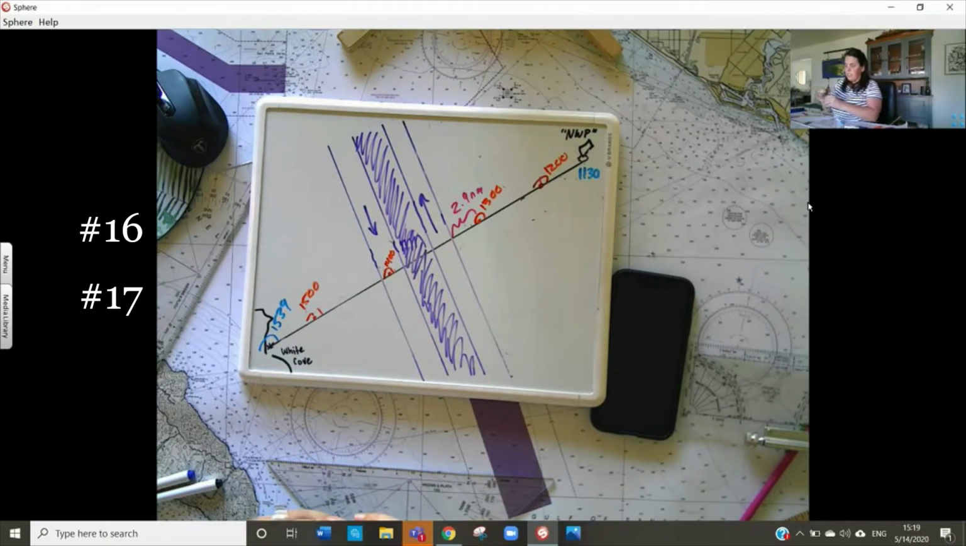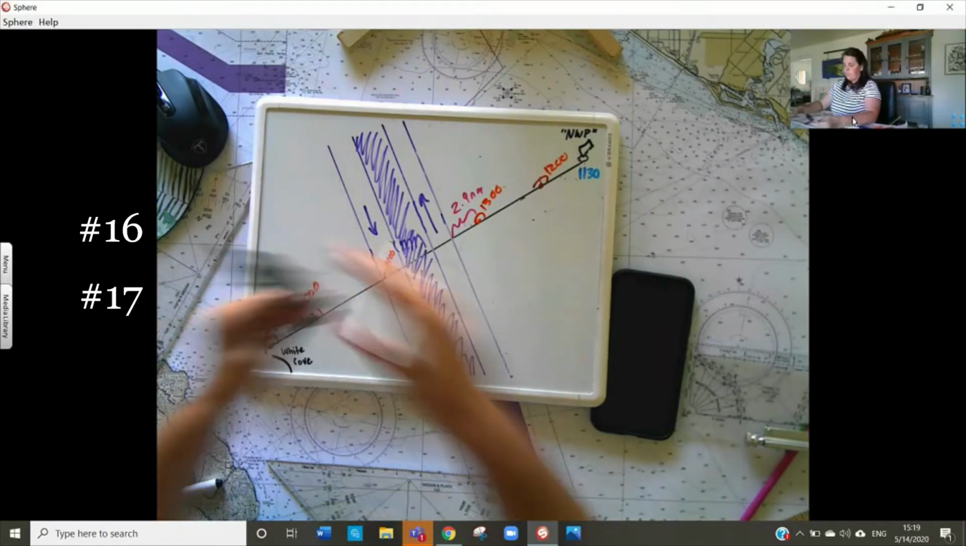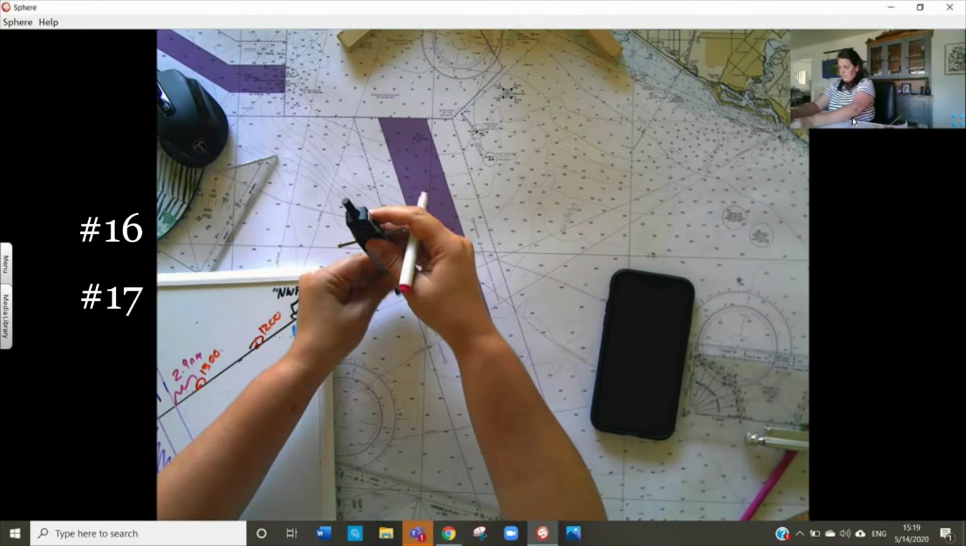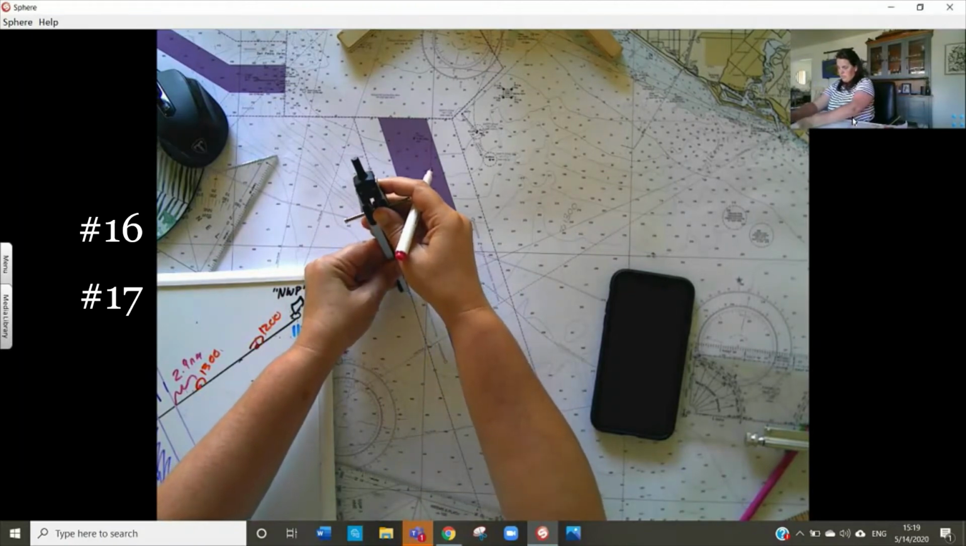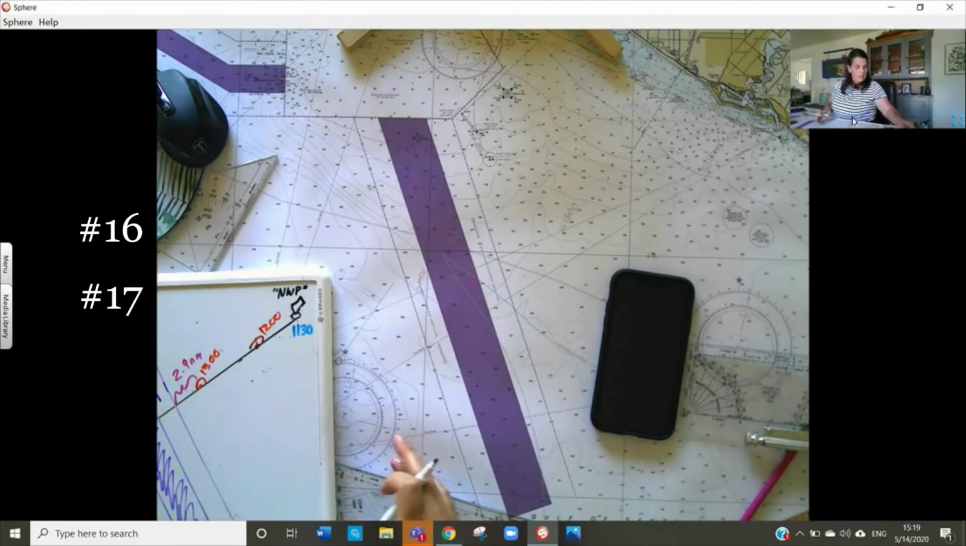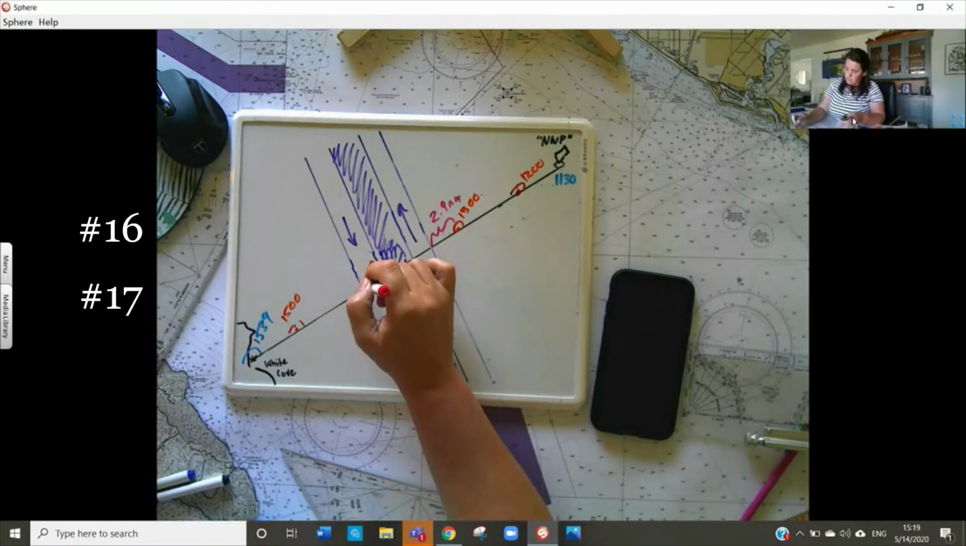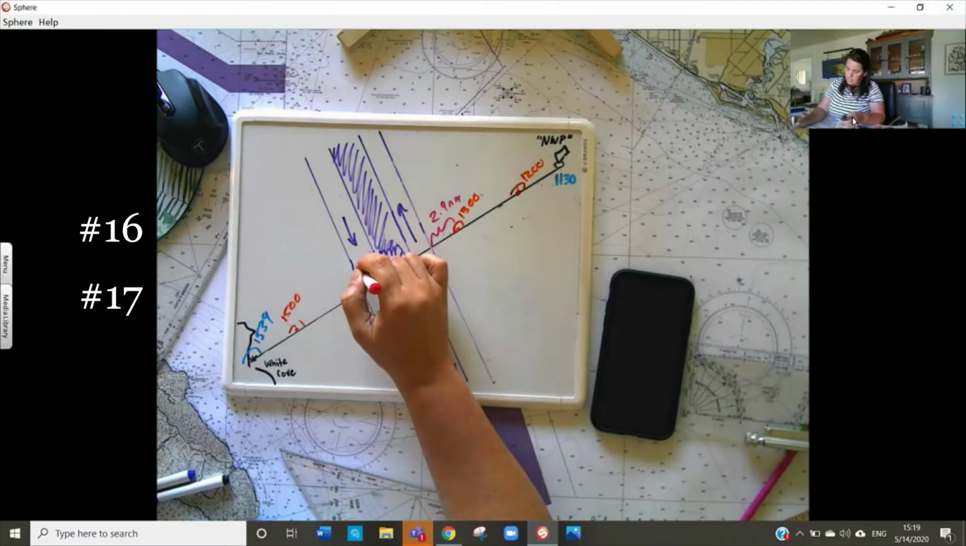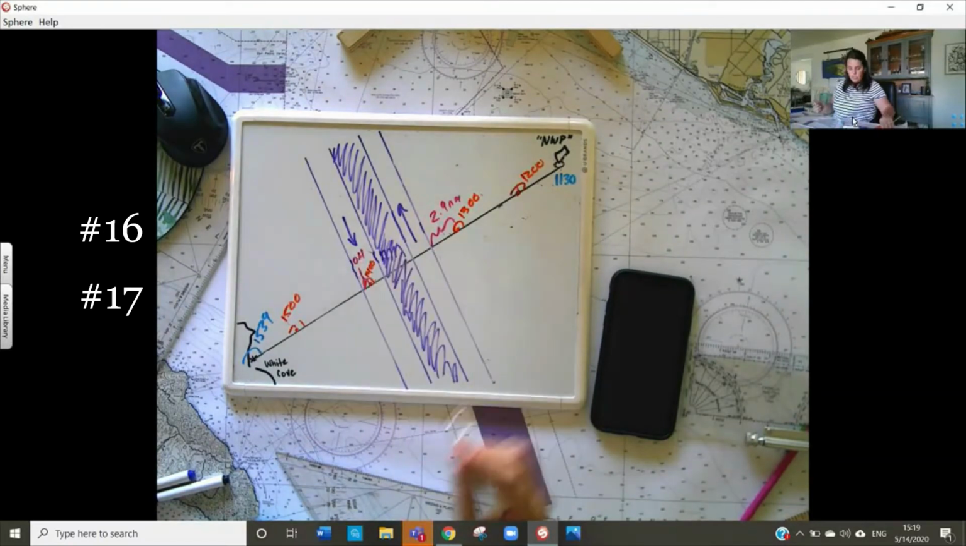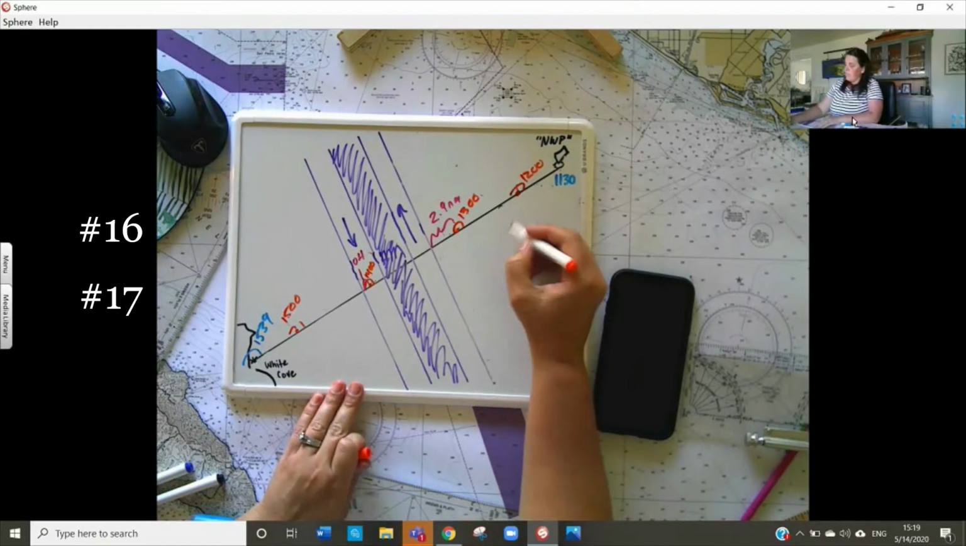And I'm just going to get the distance for exiting the traffic lane as well. And that was 0.4. So that distance is 0.4. So let's convert those into time so we can get our ETAs. So we're looking for time.